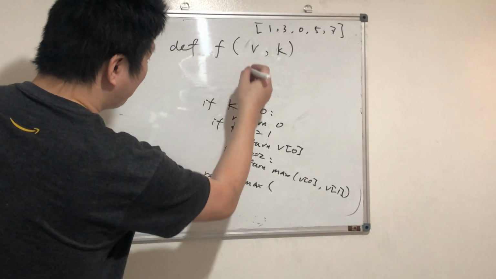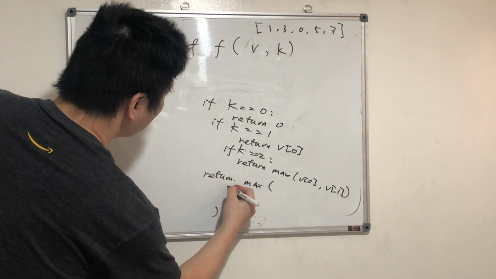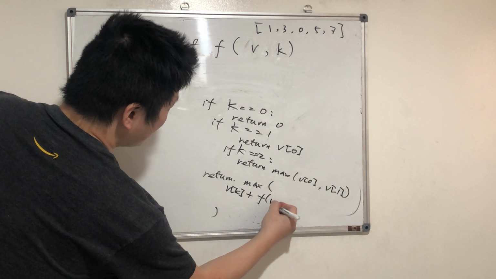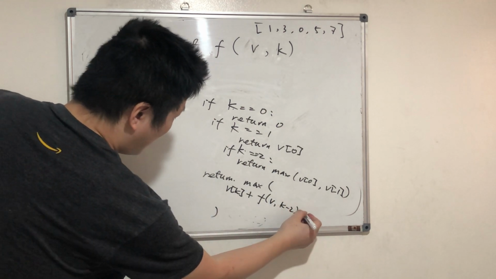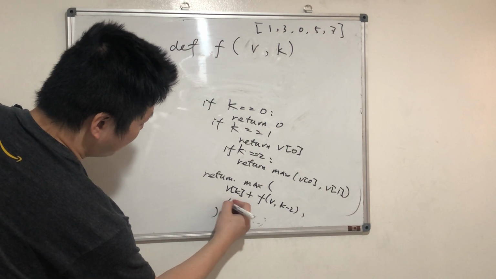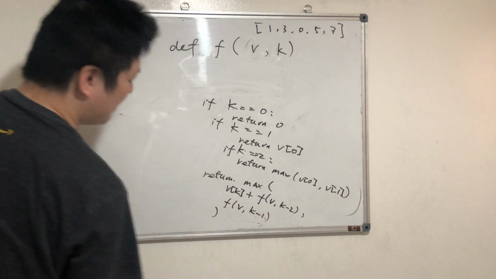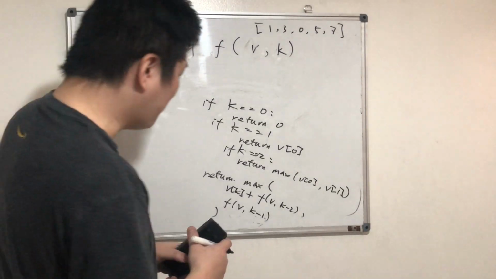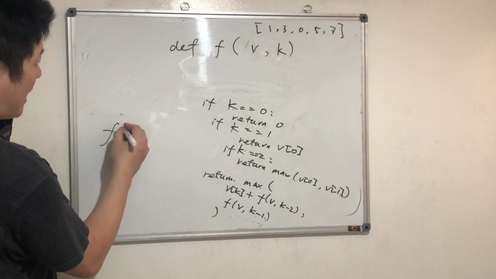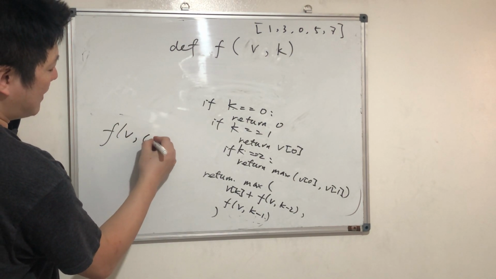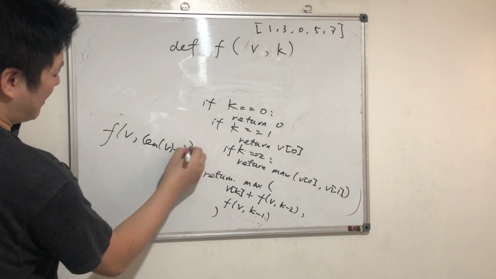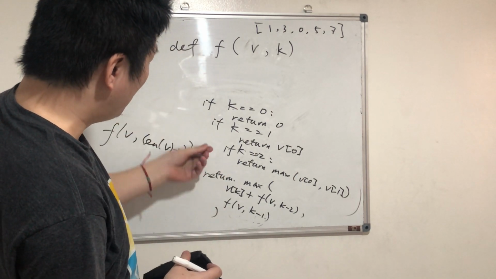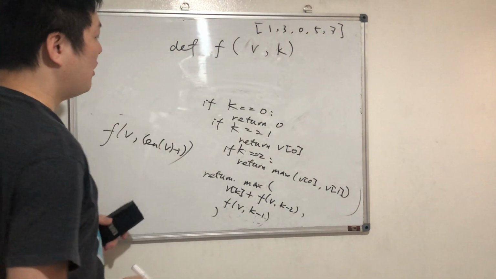Return the maximum. If I want to pick k, I'm currently at k, so the house value will be vk plus f(v, k minus 2), right? Or, if I don't pick it, it will be f(v, k minus 1), right? Okay, so now we can call this as f(v, length of v minus 1), because we are getting that. So we don't need that dp value, because there's a base condition here. So what's missing here?